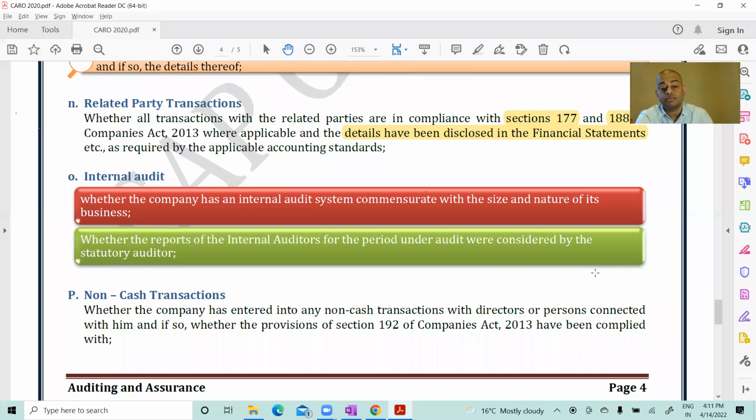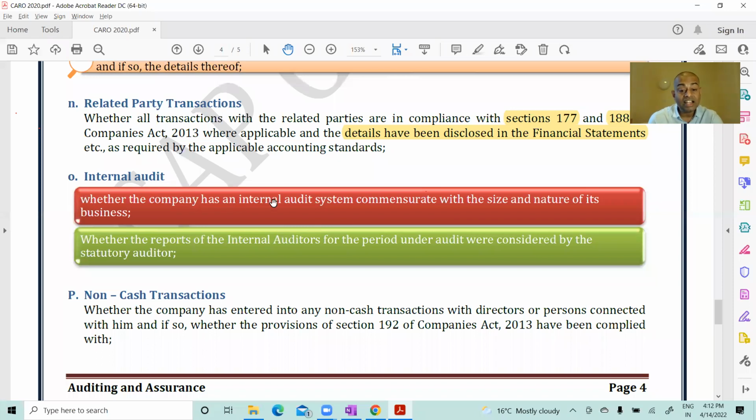Internal audit, put a star mark. So you need to read this internal audit in line with one section of the Companies Act. Which section, you tell me? Ta-da! Section 138 of the Companies Act. Previously, internal audit was purely voluntary, but now no more, my dear friend. For some companies, internal audit is also mandatory. Section 138 of the Companies Act. So here also one point they included.